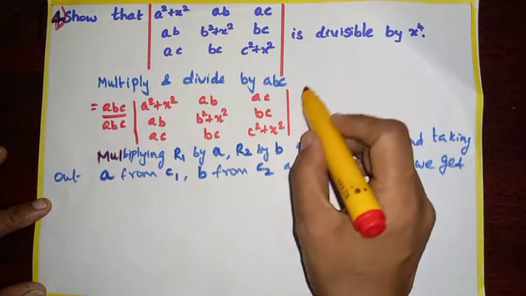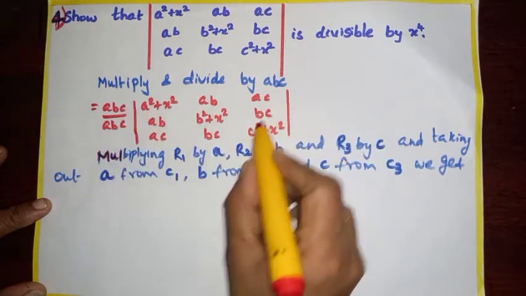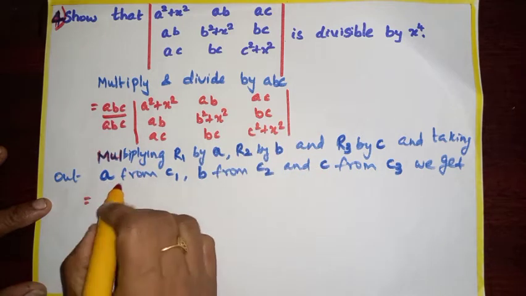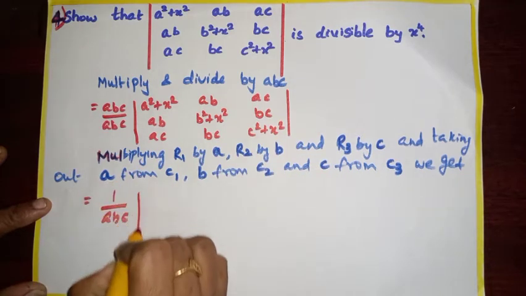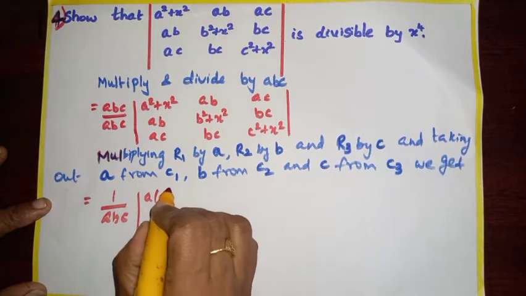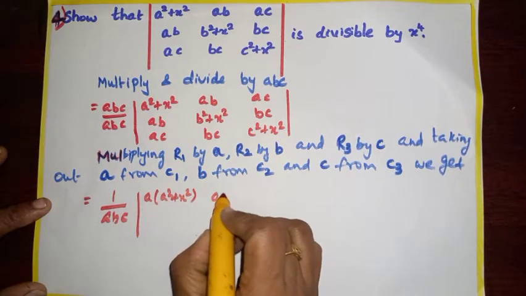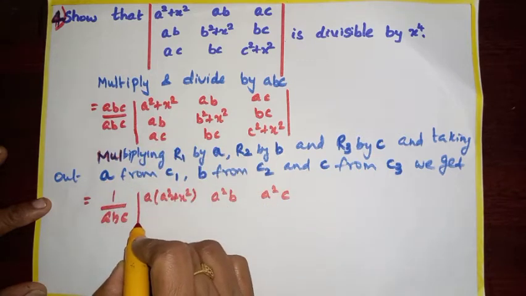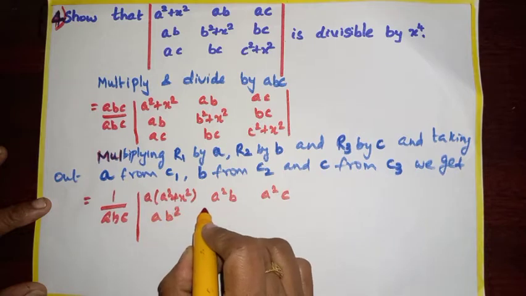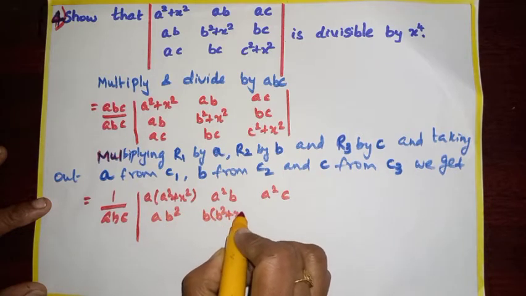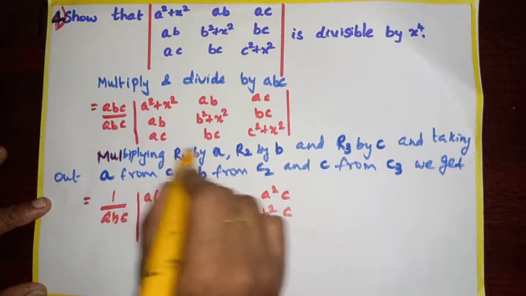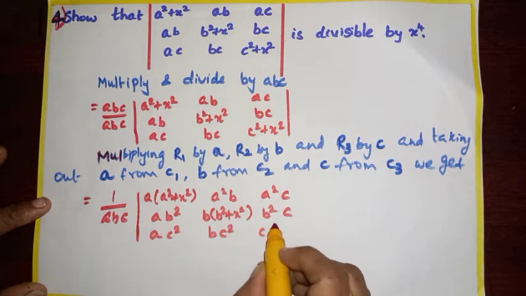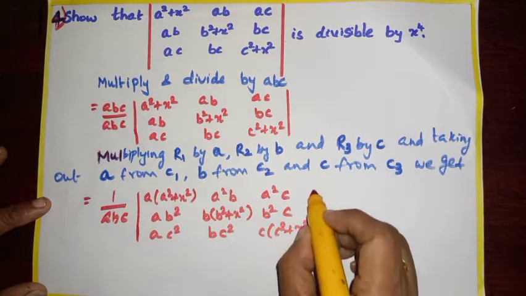Then I am going to multiply R1 with A, R2 with B, R3 with C. So first I am going to multiply R1 with A: A square, A square B, A square C. R2 with B: AB square, B of B square plus x square, B square C. R3 with C: AC square, BC square, C of C square plus x square.